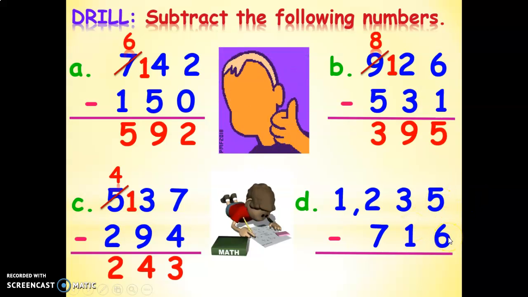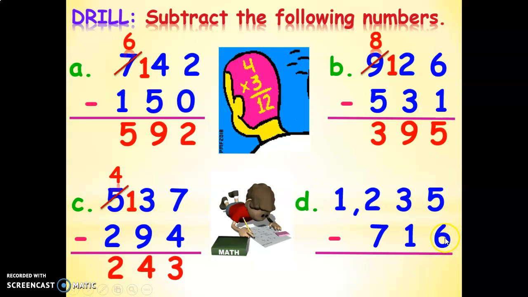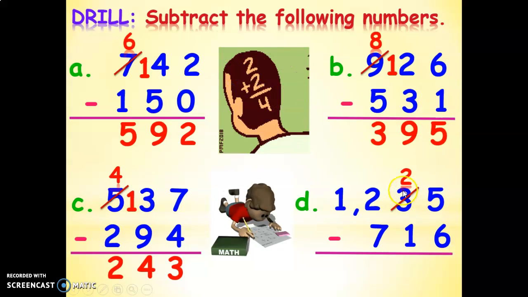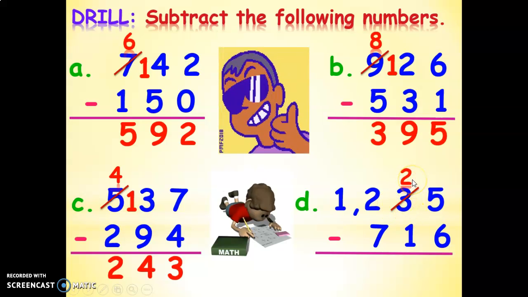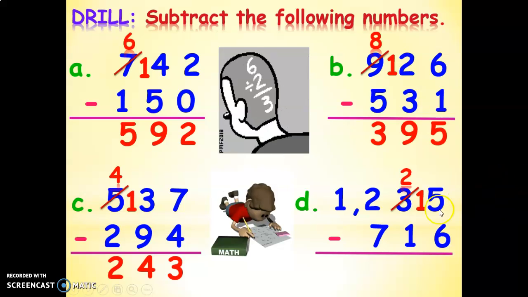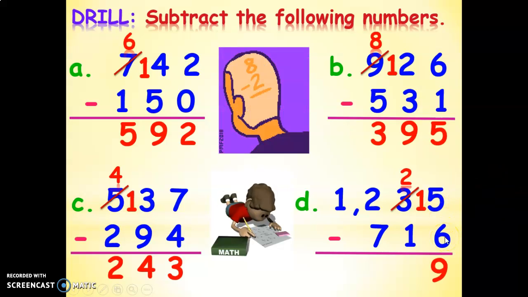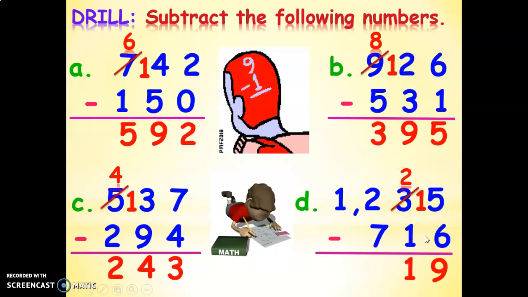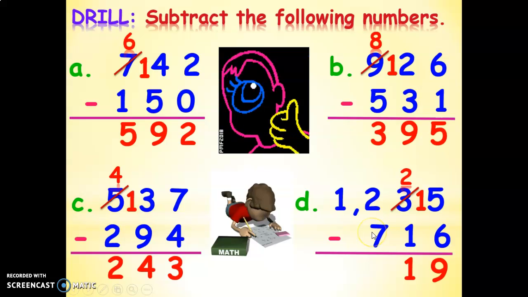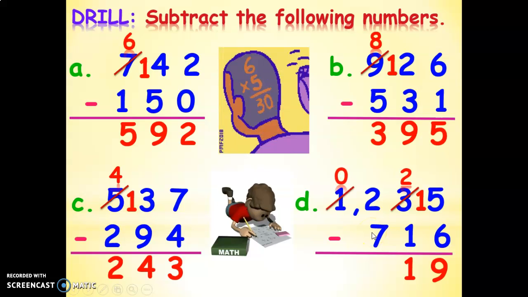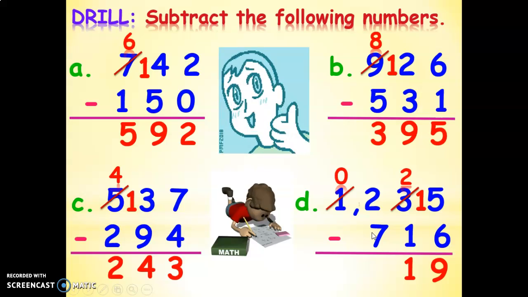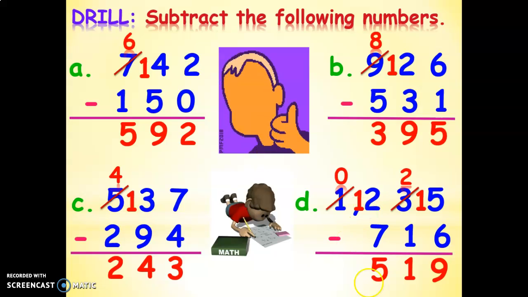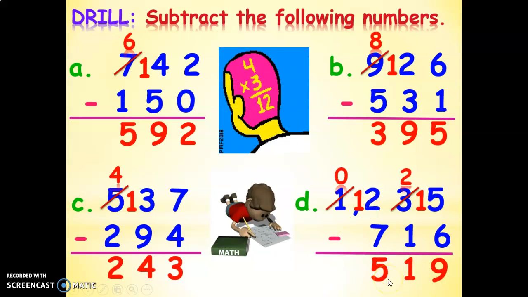5 minus 6 cannot since 5 is smaller than 6. So again, we have to borrow 1 from the next digit. So 3 will become 2 and 5 becomes 15. 15 minus 6 equals 9. We have 2 minus 1. The answer is 1. 2 minus 7 cannot, so we have to borrow again from 1, make it 0, and 2 becomes 12. 12 minus 7 is 5. Our answer for letter D is 519.